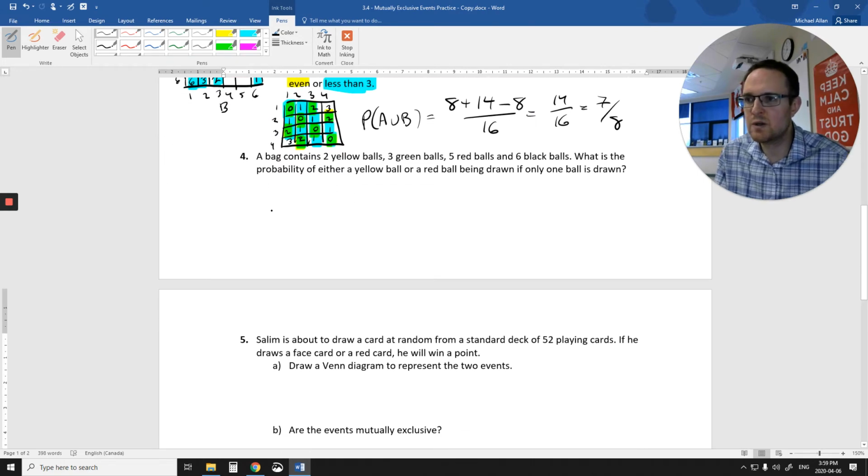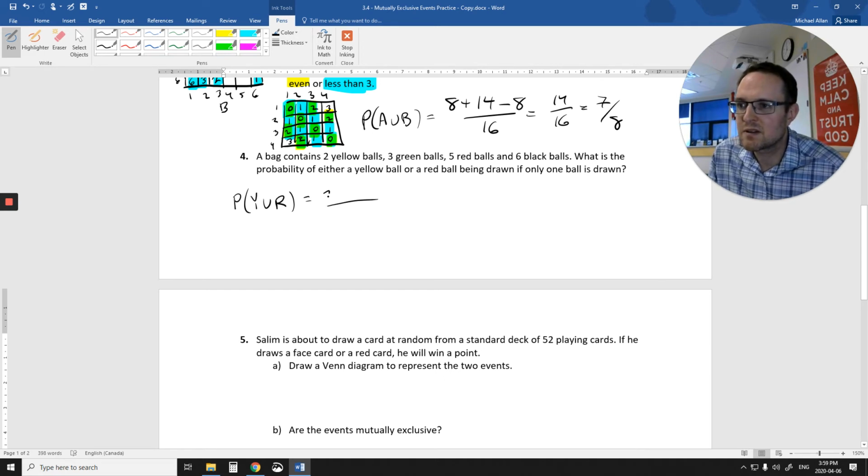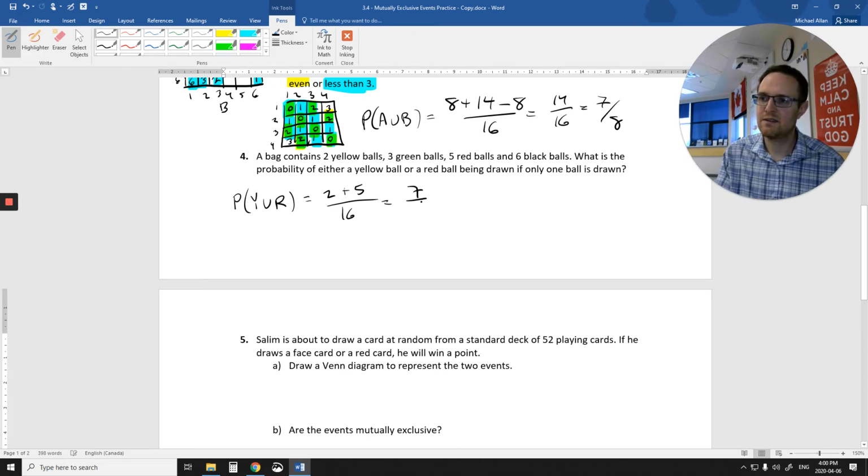A bag contains 2 yellows, 3 greens, 5 reds, 6 blacks. What's the probability of either a yellow, I should use yellow letters this time to represent it, or a red being drawn from the bag? They are definitely mutually exclusive. So the number of yellows plus the number of reds divided by the total number in the bag. So let's see, 2 plus 3 plus 5 plus 6. So 16 in the whole bag. So 7 out of 16. Definitely doesn't reduce anymore because 7 is prime.